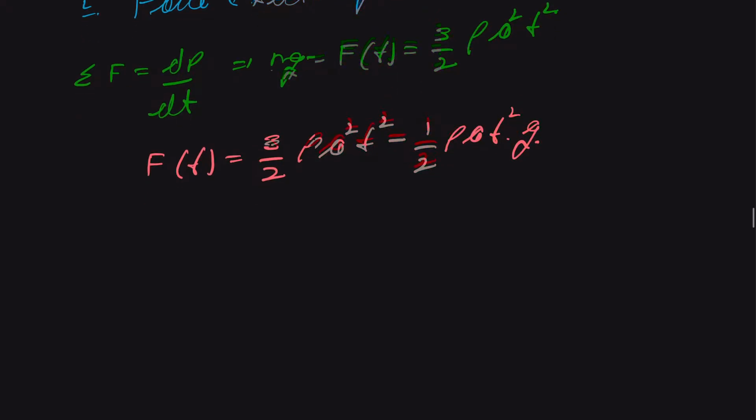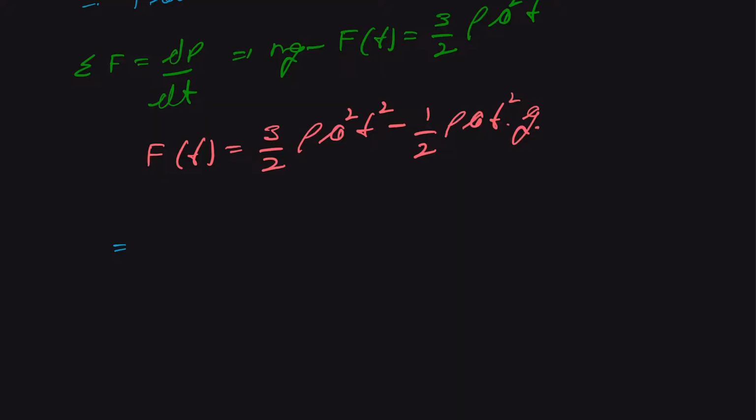And we can sort it out further. We can take 1 by 2 rho a t square common. One second, I've written the sign wrong. This is minus and this is plus. So we get this as g minus 3a. So this is our force on the hand. That's our first part.